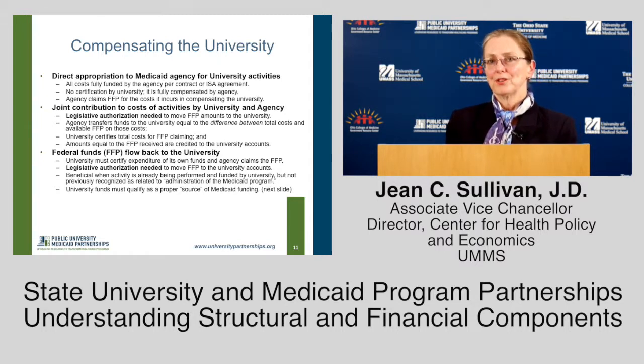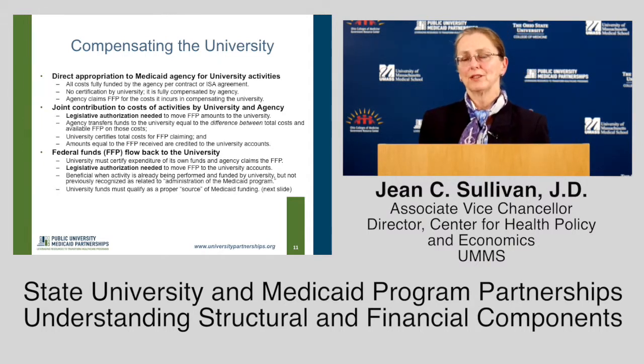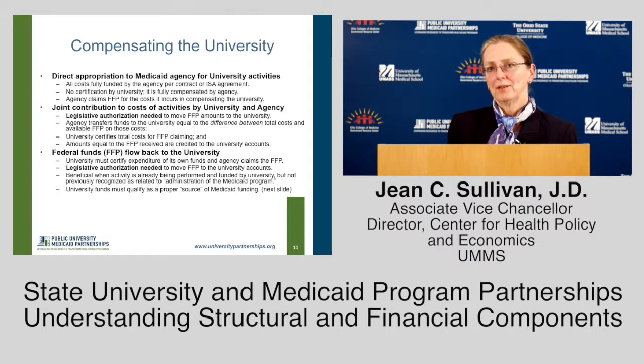The third approach is one that reimburses the university by only federal funds. And this is a situation where the university may be involved already and have an independent source of funding. We'll talk about that in a moment, for its activities. But because the activity has been recognized by the Medicaid agency as related to the administration of the program, the university can certify the expenditure of its own funds, as long as it's a permissible source.